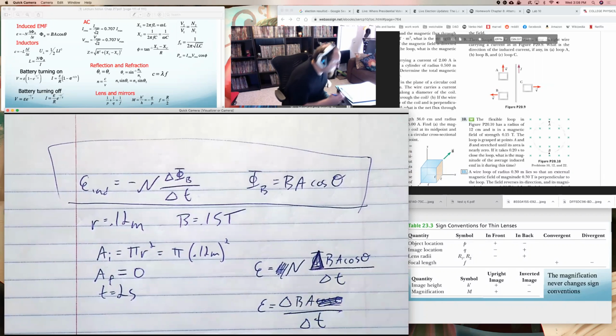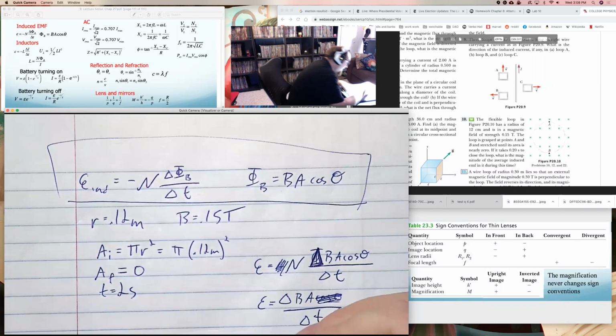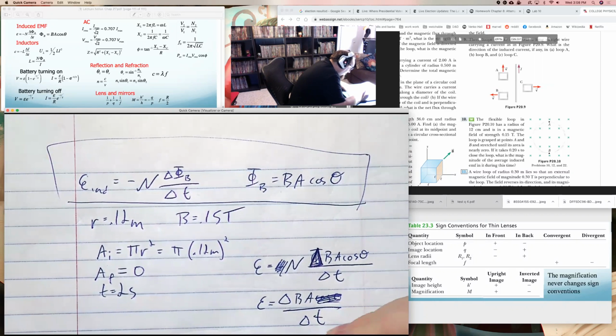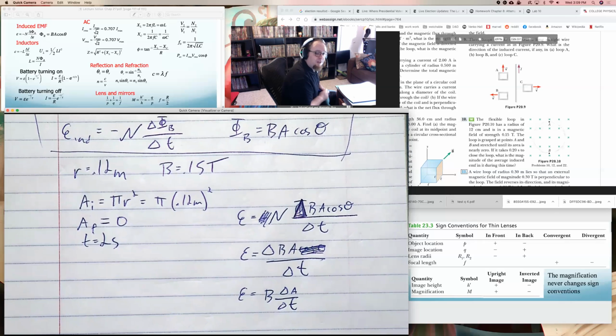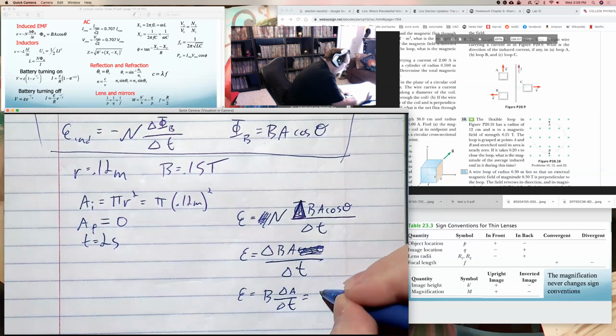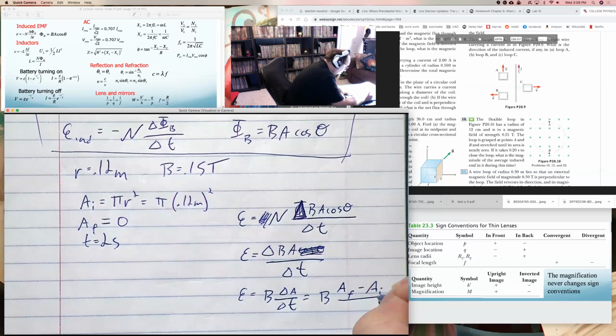Now, how you normally solve these is anything that isn't changing, pull it out of the delta. That means it's B delta A over delta T. A lot of the problems we've done, that delta A has meant different things. When we had one with the moving loop into the magnetic field, we used that area is x times y and used some velocity equations. But here, legitimately, the area is changing. So it'll just be B times area final minus area initial over T.